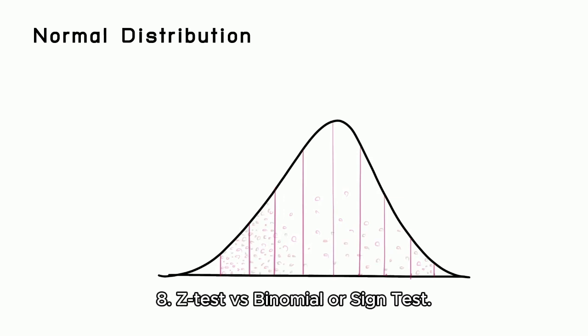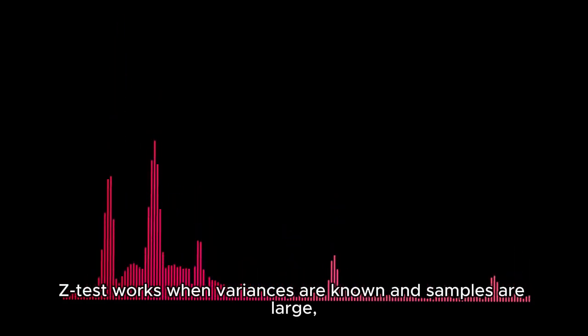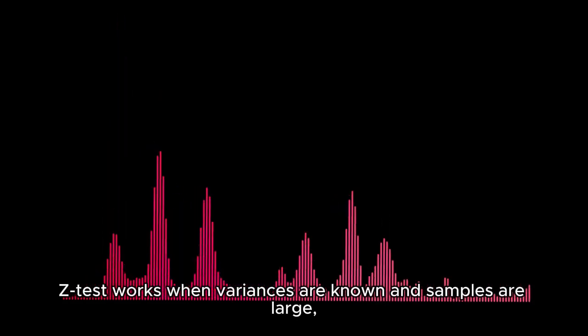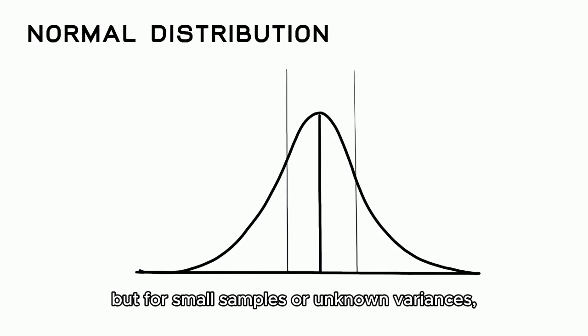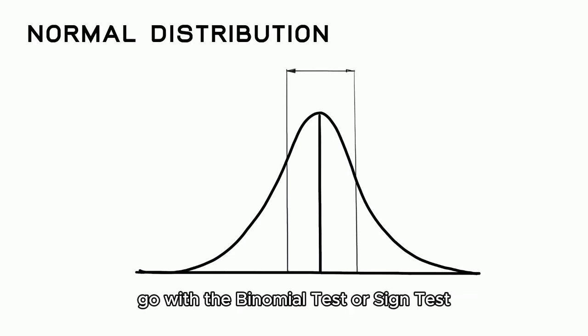8. Z-test versus binomial or sign test. Z-tests work when variances are known and samples are large. But for small samples or unknown variances, go with the binomial test or sign test.